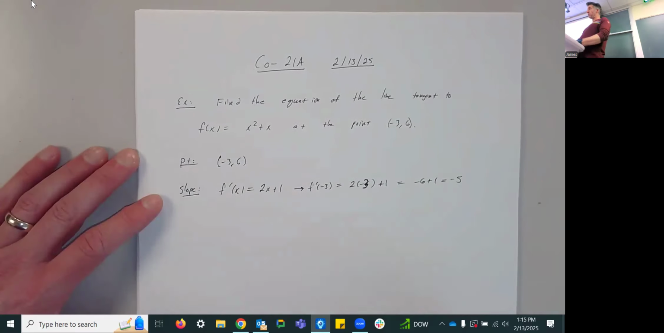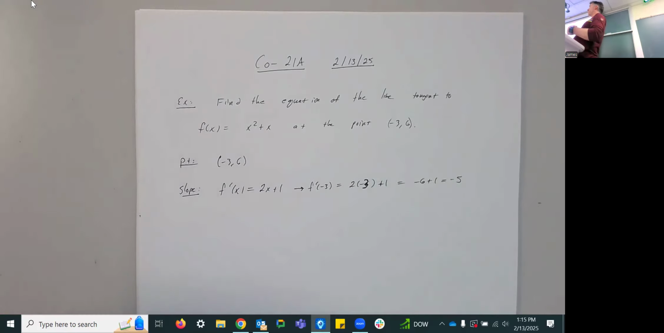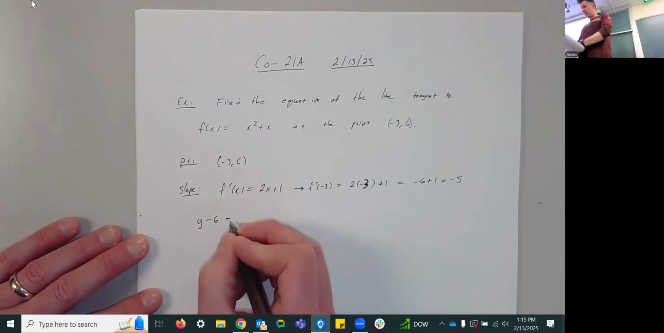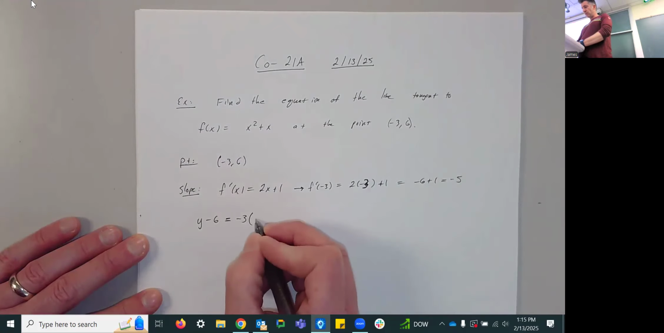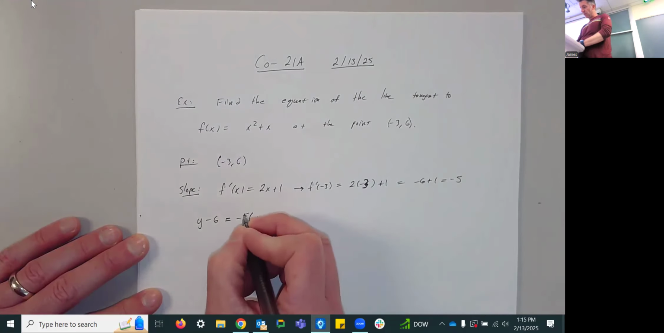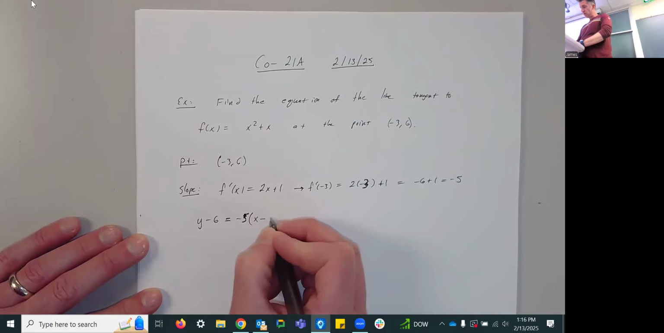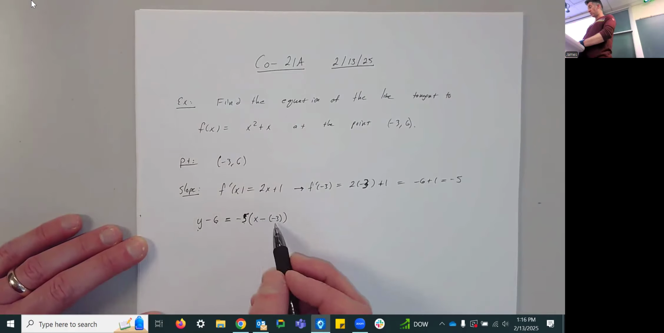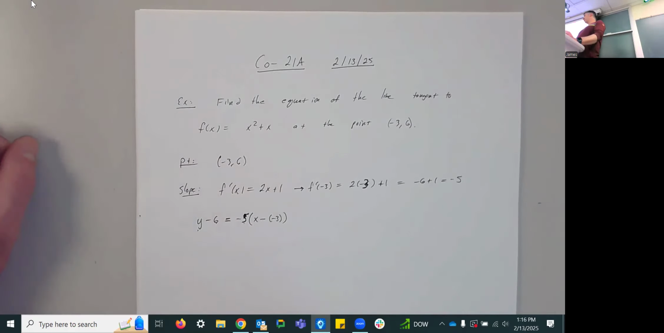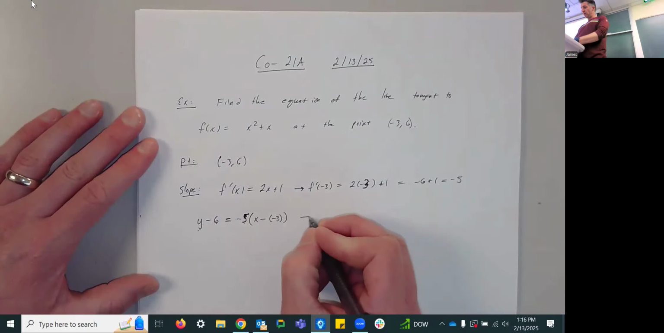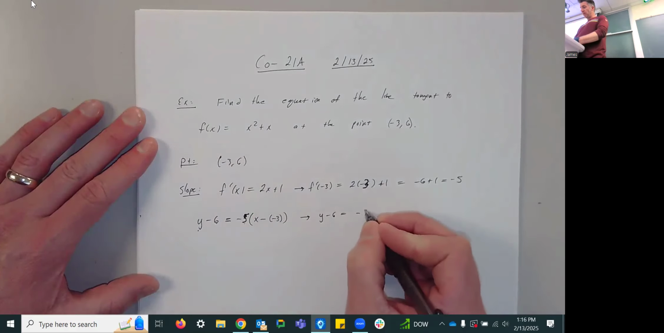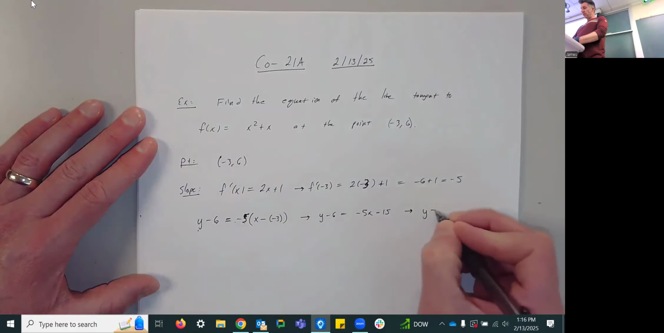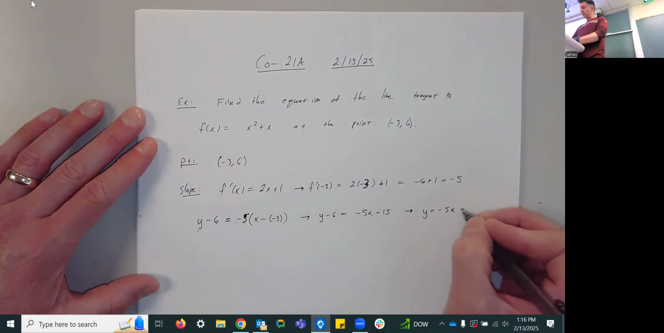And then the rest of it's just remembering either the point slope form or the slope intercept form. I prefer point slope. So y minus the y coordinate is equal to our slope times x minus the x coordinate. Oh, sorry, slope's -5. Apologies. So y minus the y coordinate of 6 is equal to the slope -5 times x minus the x coordinate, which is -3. And usually they want us to write it in the more standard y equals mx plus b form. So we would write this as y minus 6 equals -5x, and -5 times +3 is -15. And then we would add 6 to both sides to get y equal to -5x, and -15 plus 6 is -9.